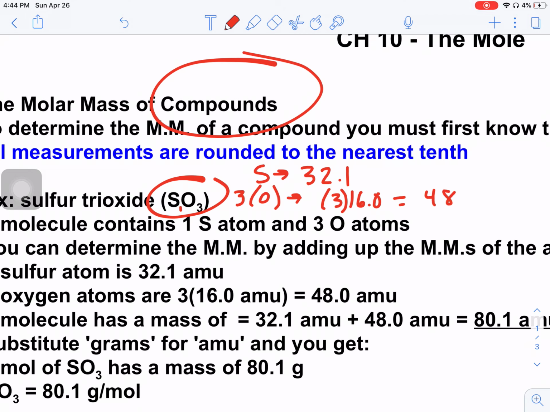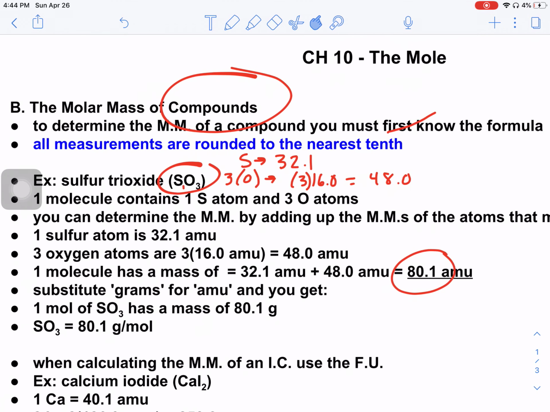We're going to add these two numbers together, the 32.1 plus the 48.0, and we end up with 80.1. You can see that I have that down here. One atom of sulfur is 32 grams per mole. Three atoms of oxygen would be 3 times 16, or 48. Then you take the 32 plus the 48, and we are left with about 80.1 AMU. Then we simply swap out the units for grams per mole like we've always been doing. If you want to dig into my notes a little bit more, they go through individual steps, but simply starting with the formula, we can do that.